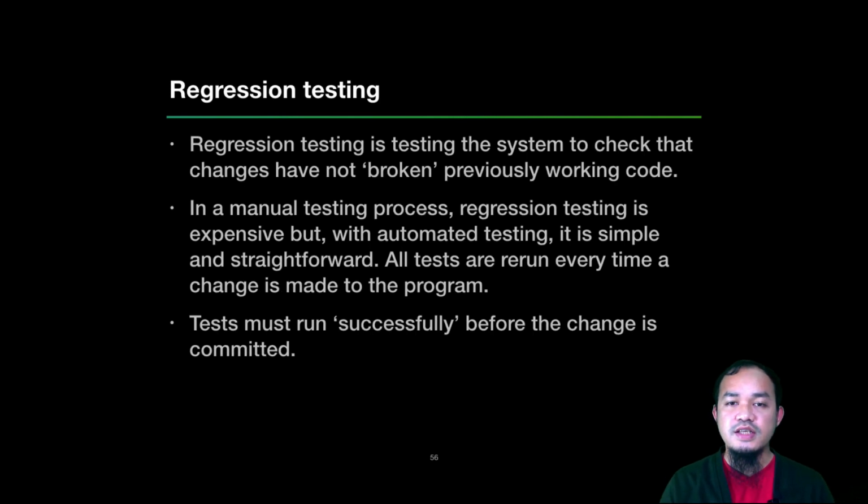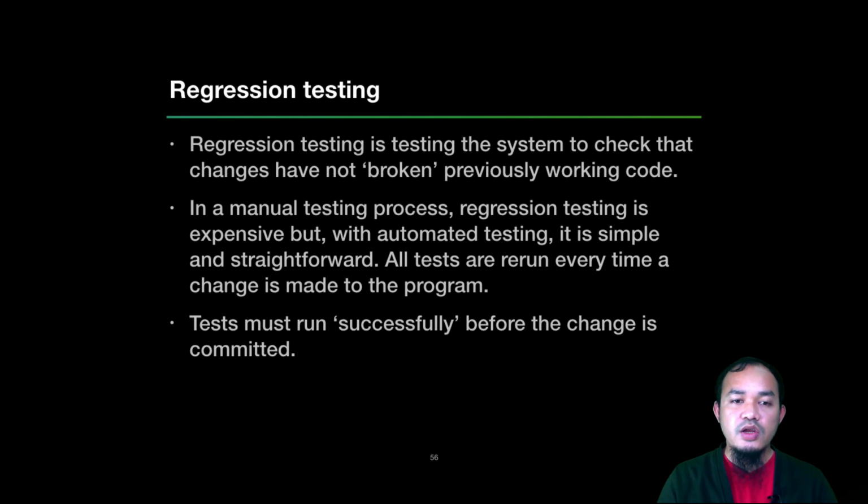Regression testing is testing the system to check that changes have not broken previously working code. If we want to make sure that our new feature will not cause errors or break anything, we have to do regression testing. It makes sure that when you develop a new feature, the previous features still work well. By implementing TDD, regression testing can be reduced, because any new feature you add has to pass the test first.